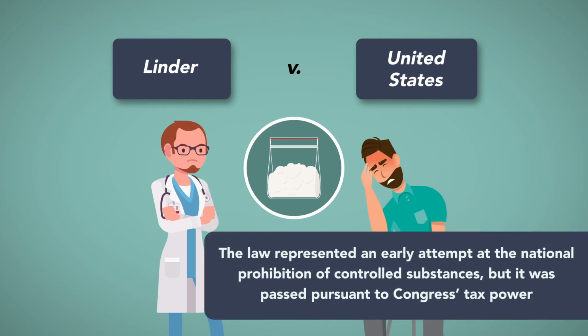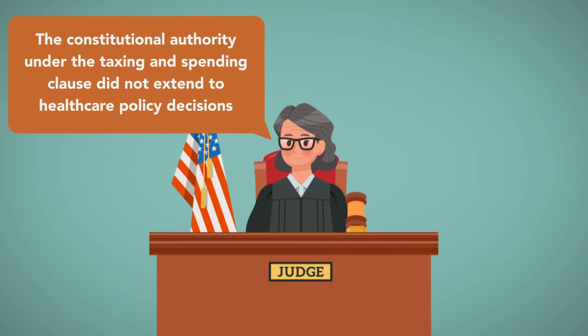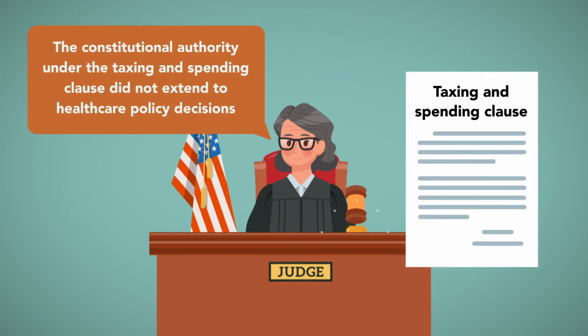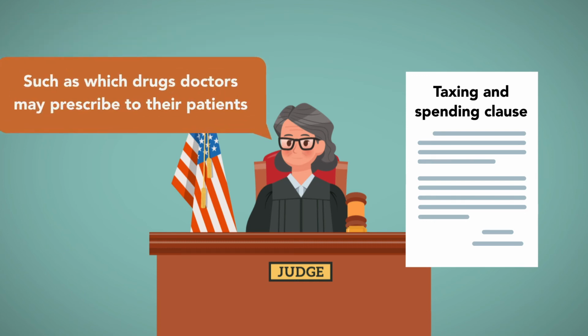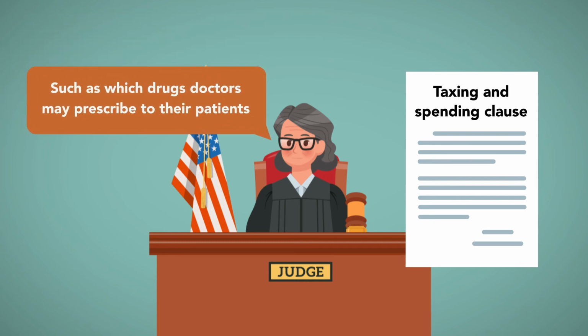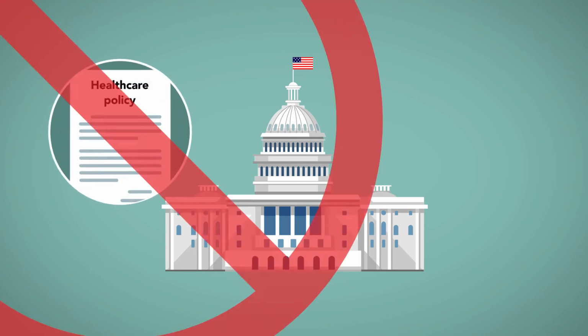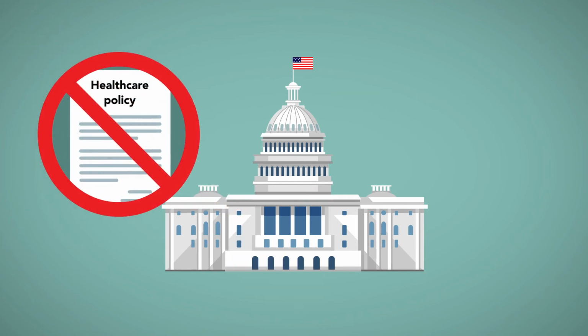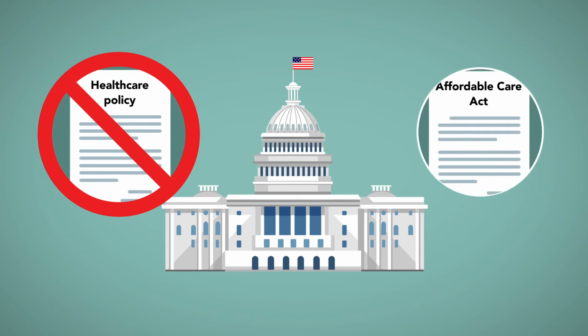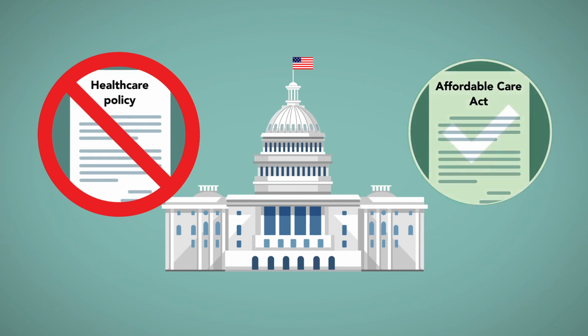The law represented an early attempt at the national prohibition of controlled substances, but it was passed pursuant to Congress's tax power. The court decided that the constitutional authority under the Taxing and Spending Clause did not extend to healthcare policy decisions, such as which drugs doctors may prescribe to their patients. The precedent set forth in Linder limited Congress's ability to set healthcare policy using its tax power. However, the Affordable Care Act, which does exactly that, withstood constitutional review.